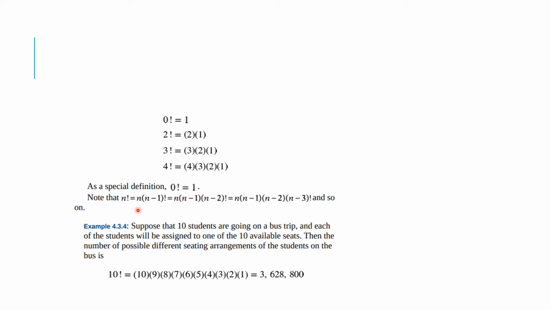Note that n factorial is equal to n times n minus 1 factorial, which is equal to n times n minus 1 times n minus 2 factorial, which is equal to n times n minus 1 times n minus 2 times n minus 3 factorial, and so on.